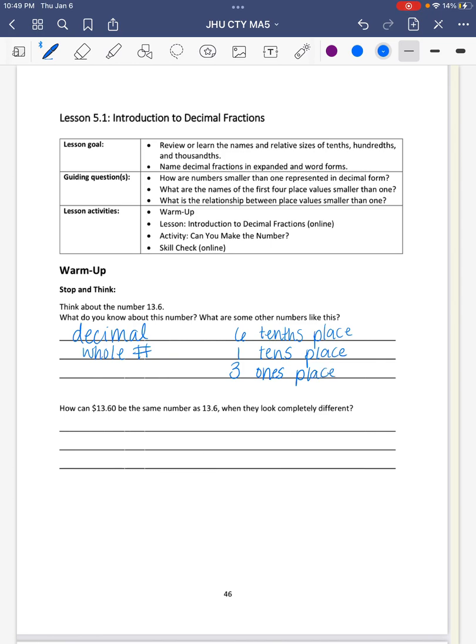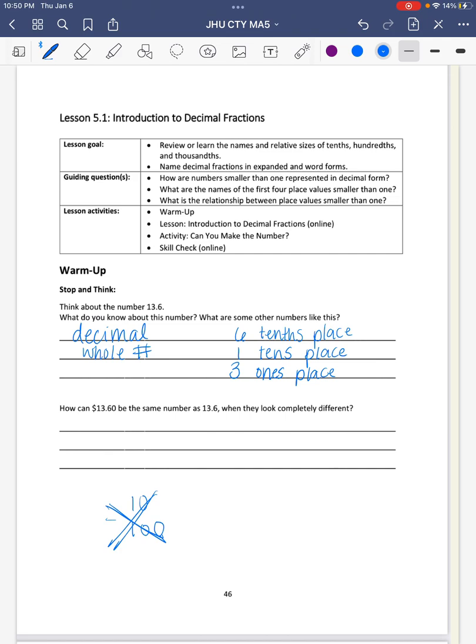How can 1360 be the same number as 13.6 when they look completely different? Again, this is asking for your thoughts on this. How can these numbers be the same? Think about what you know about numbers, okay? Think about what you know about zeros at the end of numbers. Because if I had 10, and then just added another 0 to it, 10 and 100, big difference between those. I can't do that, okay? Can't add zeros that way.